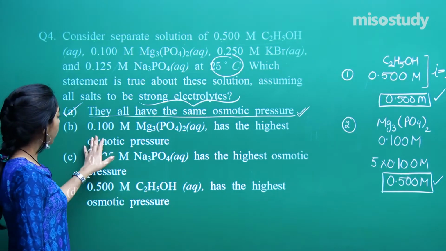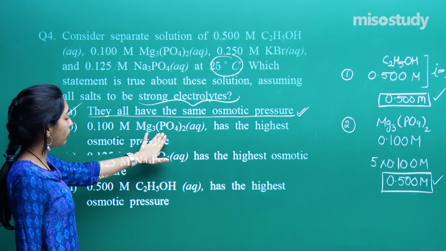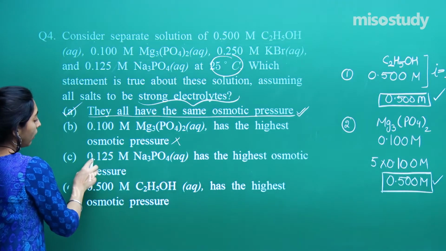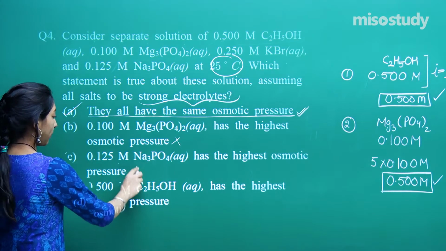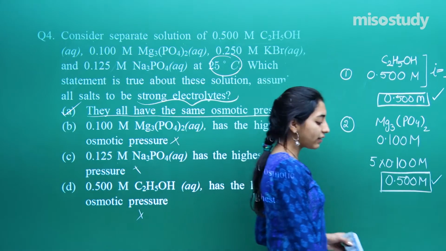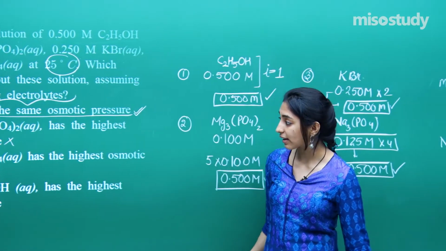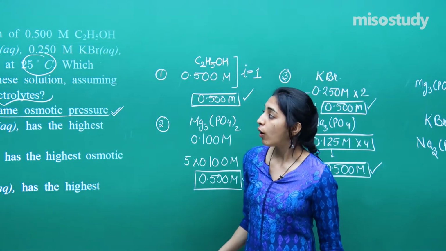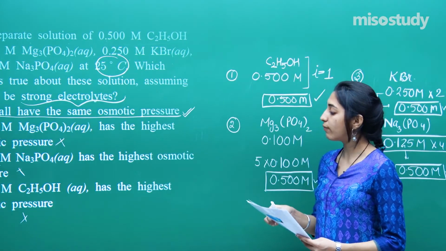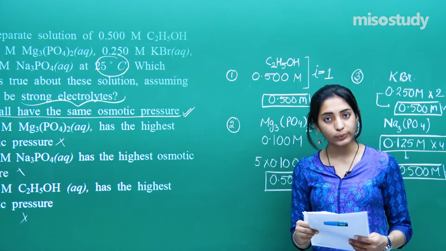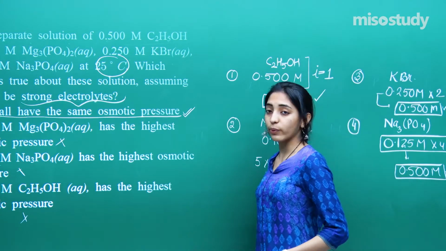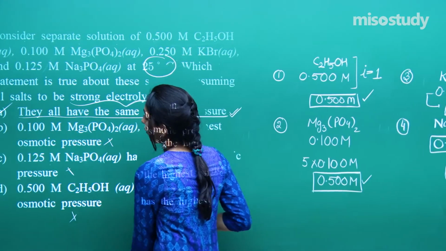Let me still read all the options. 0.100 molar Mg3(PO4)2 has the highest osmotic pressure? No, same as others. This one has the highest osmotic pressure, or this one? No. So the only obvious answer is that since all of them have exactly the same total number of particles in the solution, they have the same value of colligative properties also. So this was a pretty simple question. Now having done this question also, we can move on to question number 5.